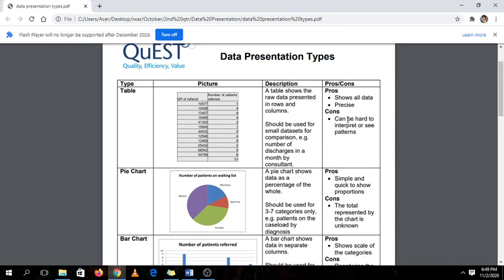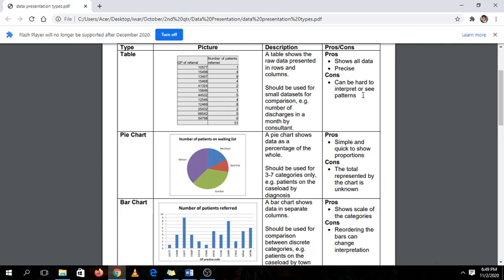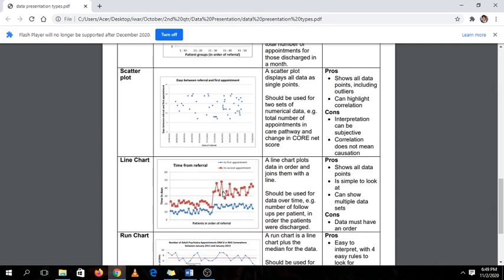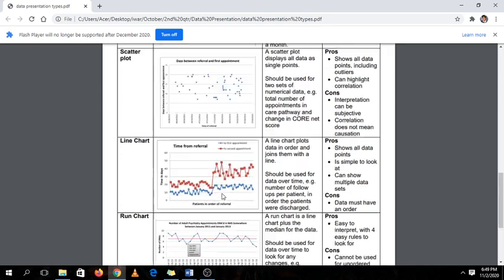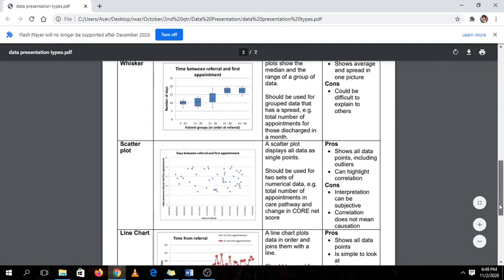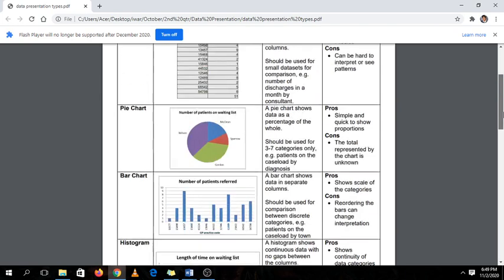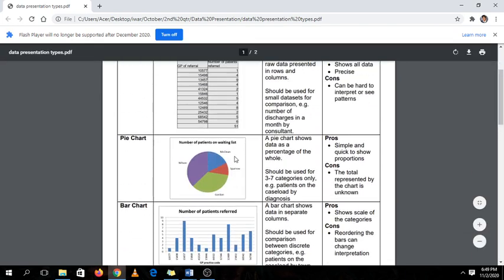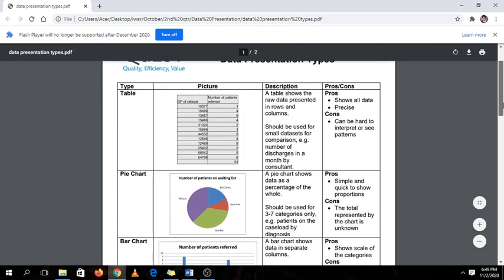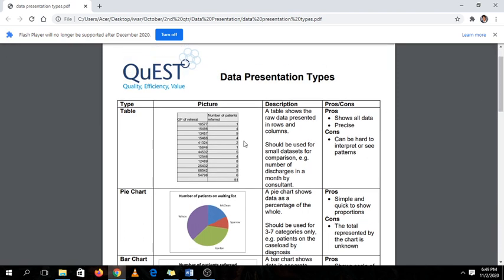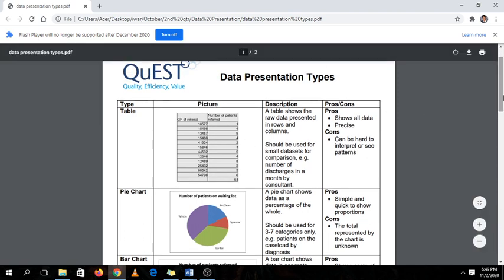So what are the pros and cons of the table? Number one, it is precise when showing your data, but sometimes a table can be hard to interpret because you cannot see patterns. Okay, unlike your graphs, your charts, which are usually visually appealing, and at one glance, you can already see the comparison or the difference between two data sets. So that is one big disadvantage of the table. That's why every table should have a discussion.